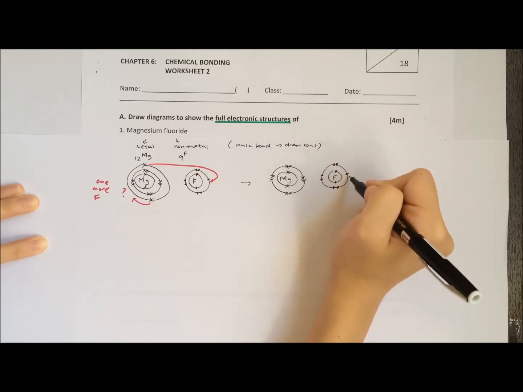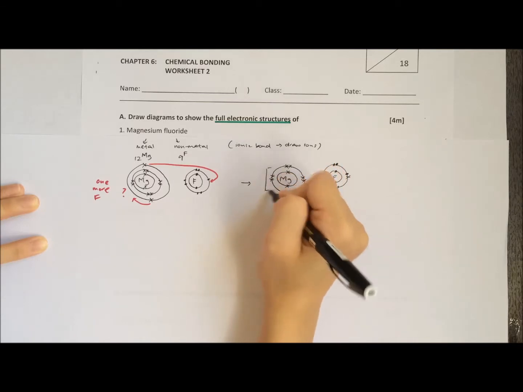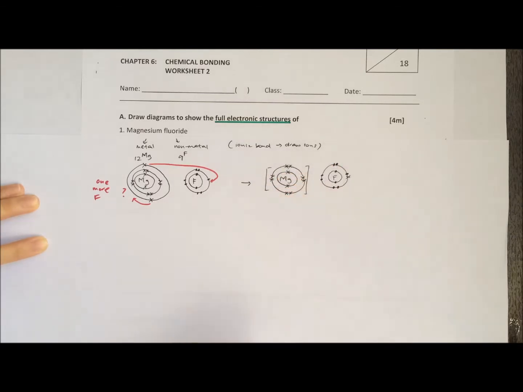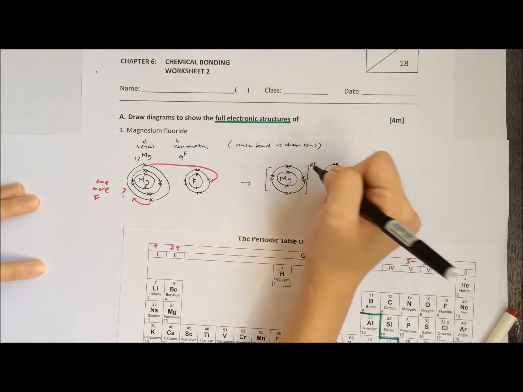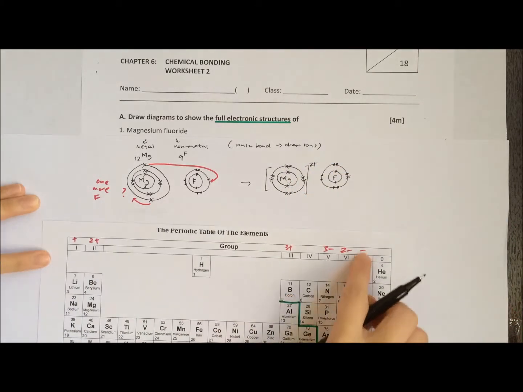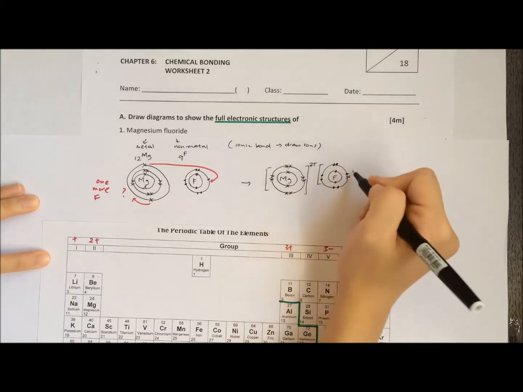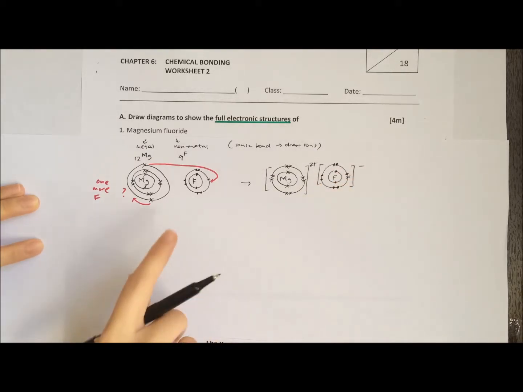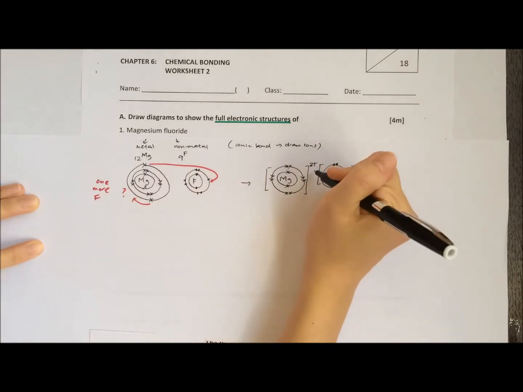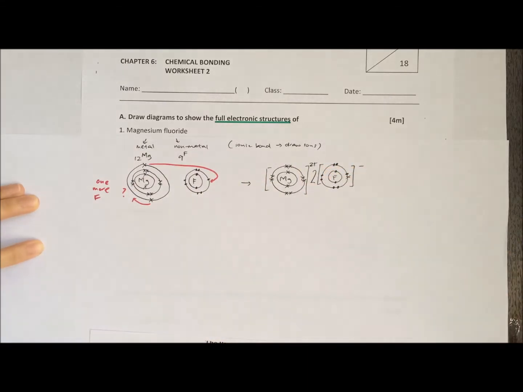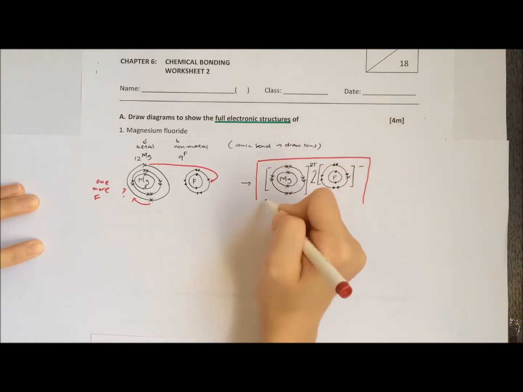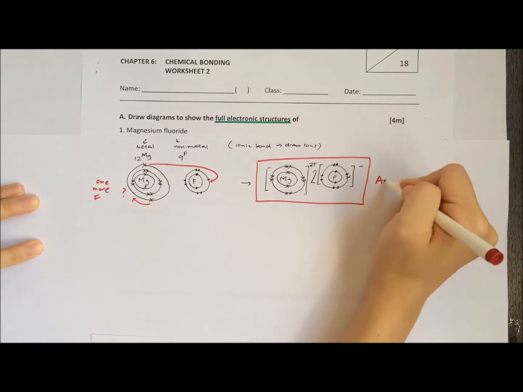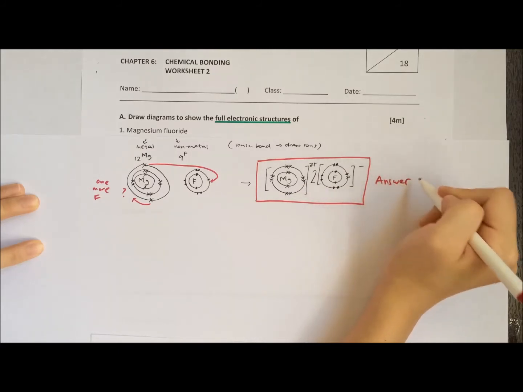So I draw magnesium and fluorine including the brackets because now we have ions. So magnesium is in group 2, therefore it's 2 plus. Fluorine is in group 7, therefore it will be minus. So since we need 2 fluorine ions, we have to put a number 2 in front of the fluoride ion. Therefore, this is our dot and cross diagram with having the full electronic structure.